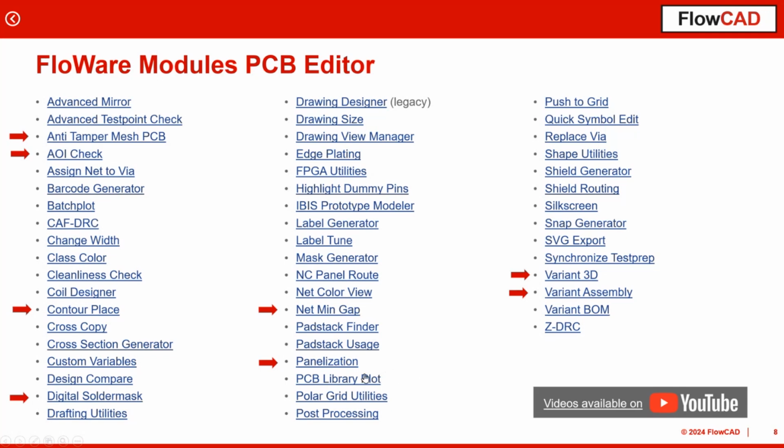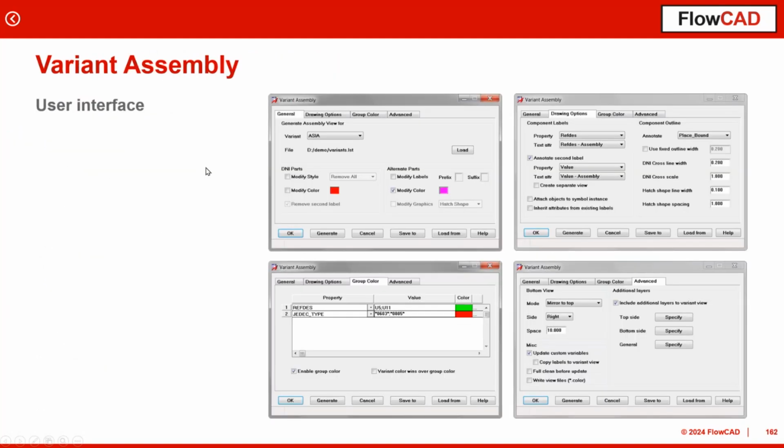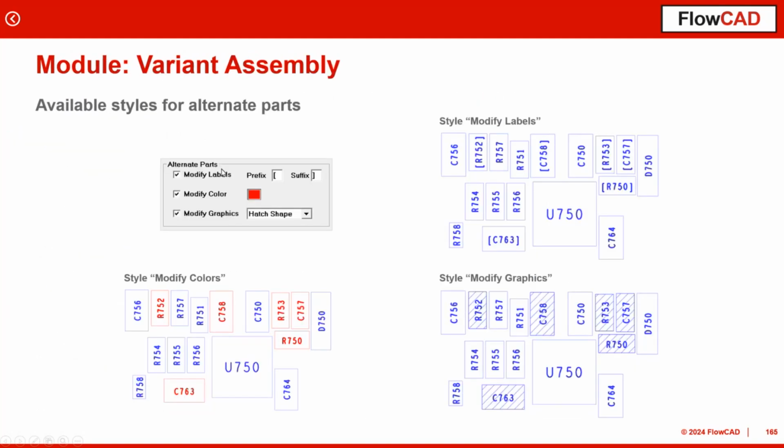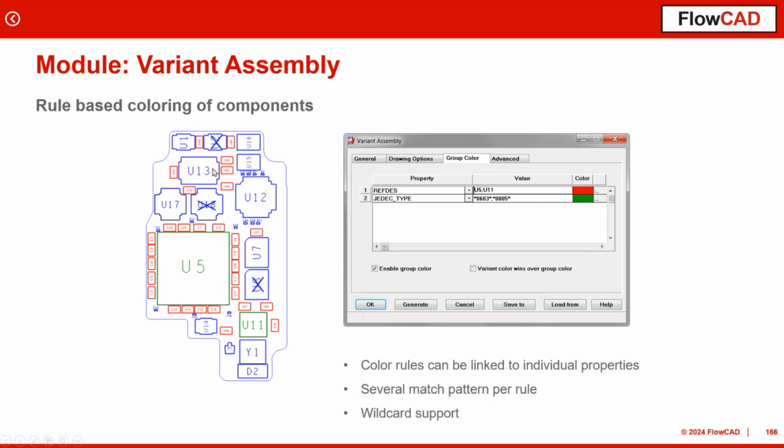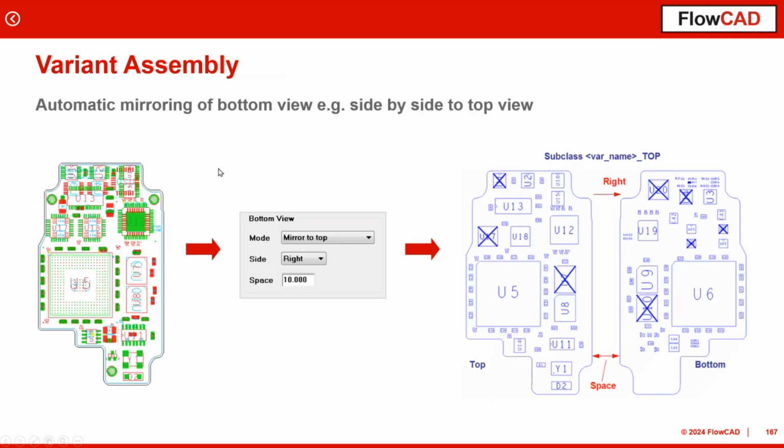So next, I'm talking a little bit about some enhancements we have made to the existing applications. The first one is variant assembly. I guess some of you already have variant assembly installed and use that application. This is an overview of this module. This is nothing new. But what have we done here?